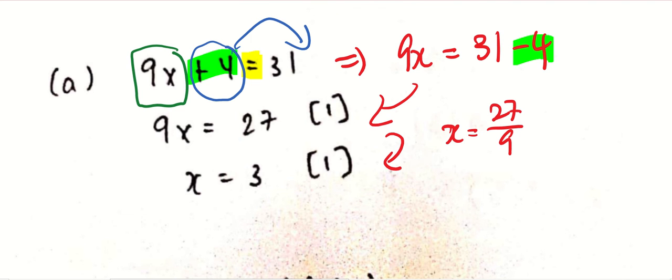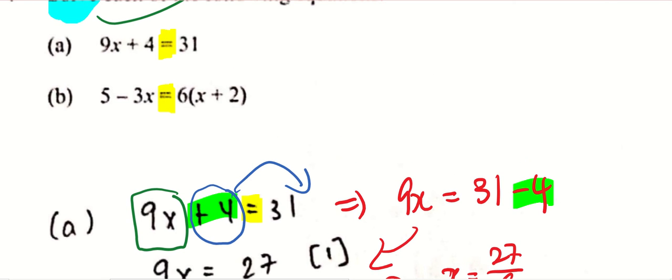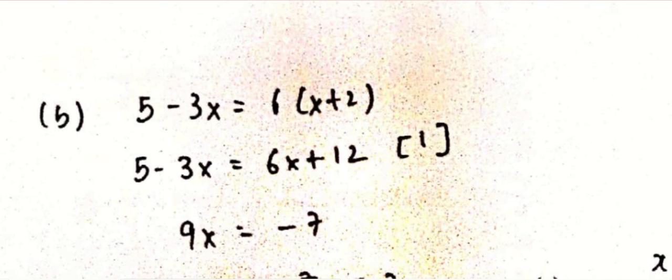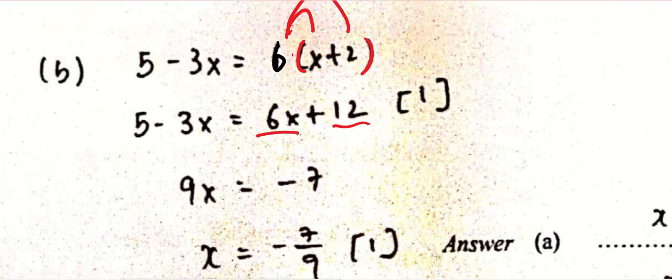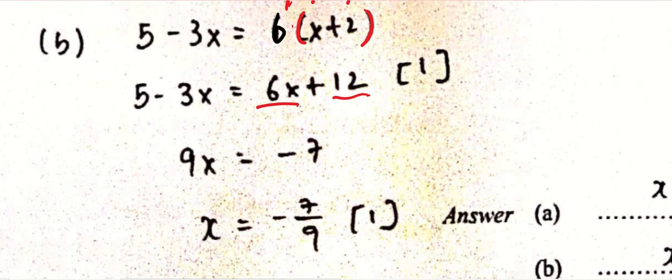Next. This is when things get a little bit complicated, because you see that your variable is on two sides of the equation. Let's see how you're going to do this. When you see a bracket, your immediate action is to open up the bracket by doing your rainbow method. So 6 times x is 6x, 6 times plus 2 is plus 12. This is your first mark. When you open up the bracket by rainbow method, you get your first mark.